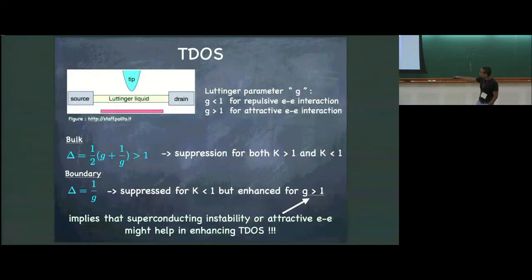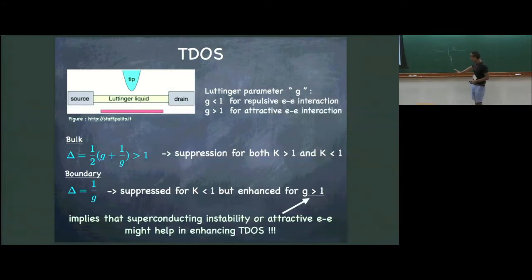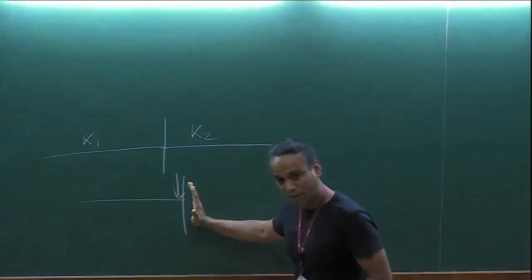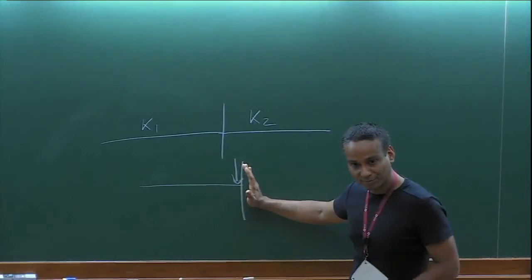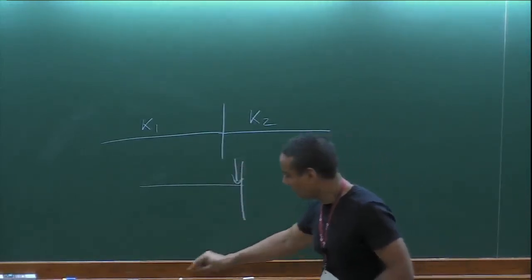So this is for the boundary. This is for the bulk. When I say boundary, it's a half-wire. I'm sorry. This is the boundary. What I mean by the boundary is the half-wire. It's a half Luttinger liquid. Not clear? I'm asking two questions.